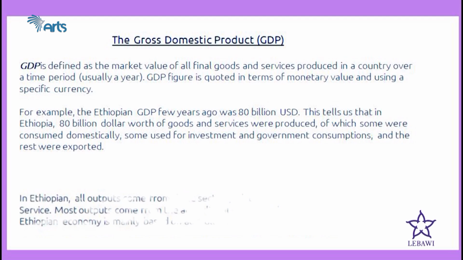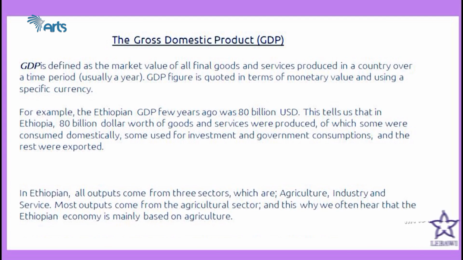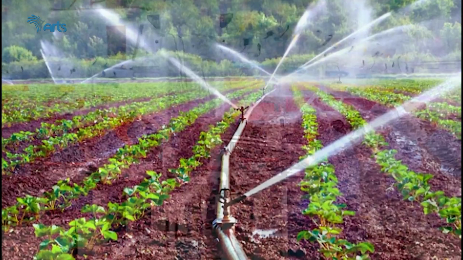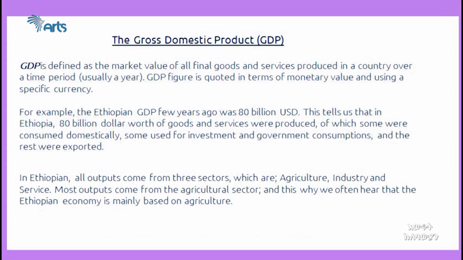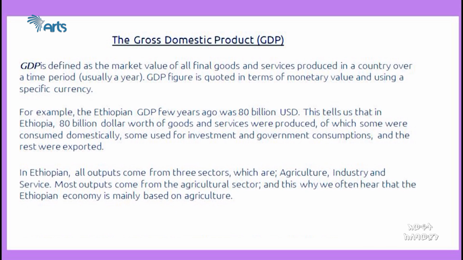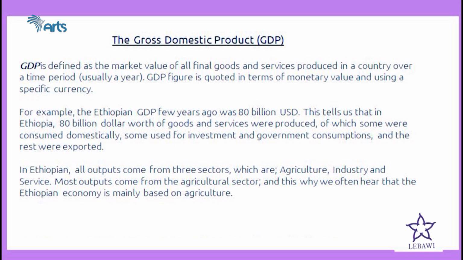In Ethiopia, all output comes from three sectors, which are agriculture, industry, and service. Most output comes from the agricultural sector, and this is why we often hear that the Ethiopian economy is mainly based on agriculture.